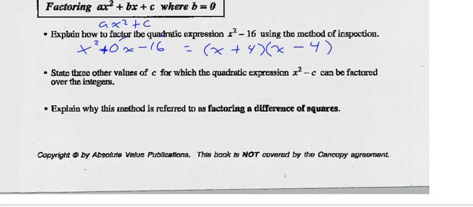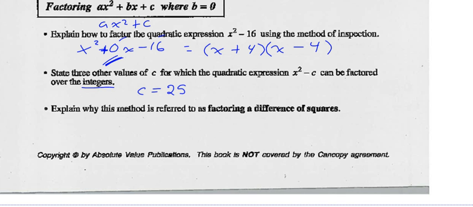State three other values of c for which the quadratic expression x squared minus c can be factored over the integers, meaning they're going to be positive or negative whole numbers. That's what integers are. So any other values of c that we can think of where the middle term would add to 0. In other words, they have to be perfect squares. So c could be 25. 5 times 5 is 25. 5 minus 5 is 0.